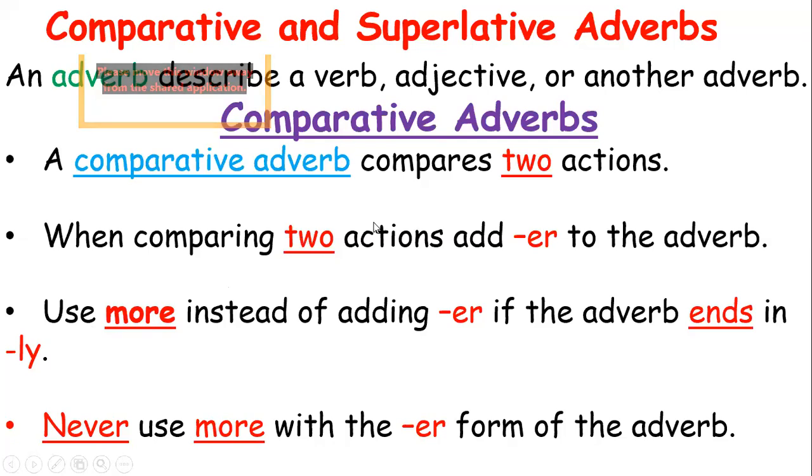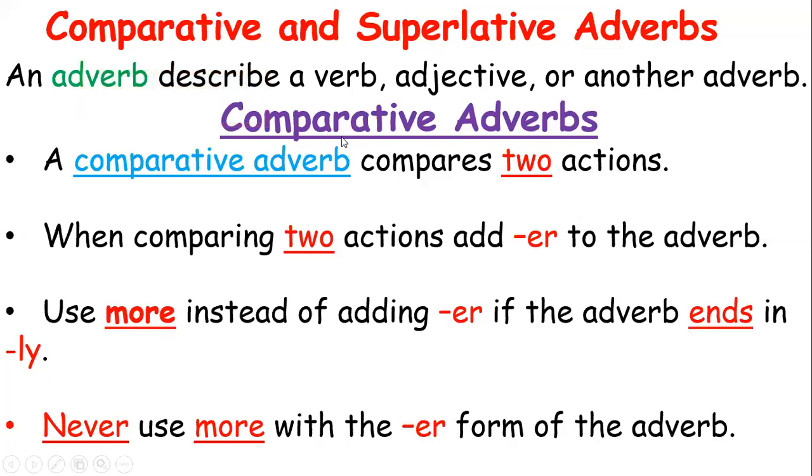If we have a normal adverb, like big, we will add only er. It will be bigger. Never use more with the er form of the adverb. We cannot say, I am more bigger than you. No, the er is enough. The er replaces the more. Do not use more and er together. If the adverb ends with ly, we only use more.